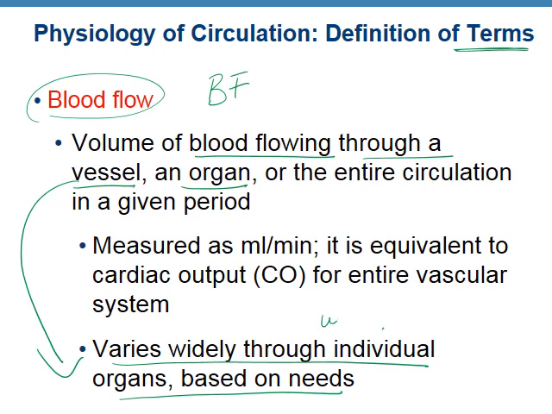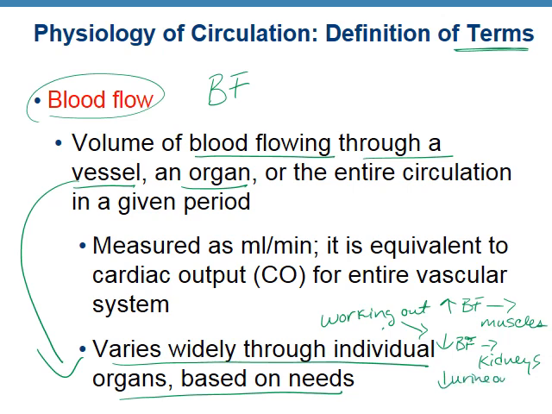So if you are working out, you should have increased blood flow to muscles. Good. If you're also working out, you should have decreased blood flow to the kidneys. Why? Because we want to reduce urine output. If I'm working out, I don't want to have to stop to urinate. So you can change the blood flow depending on the organ or based on the need.